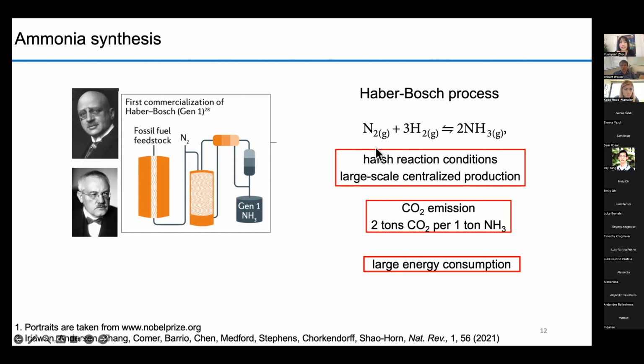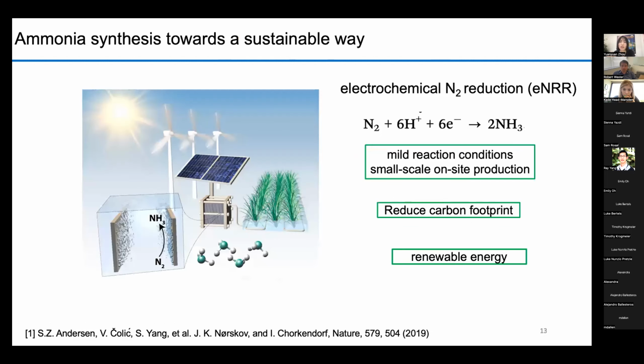Despite its significance, there are several drawbacks to the Haber-Bosch process. First of all, it operates at harsh reaction conditions, that is high temperature and high pressure, which result in large-scale centralized production. And more importantly, the reliance on natural gas to supply hydrogen gives massive CO2 emissions and large energy consumption.